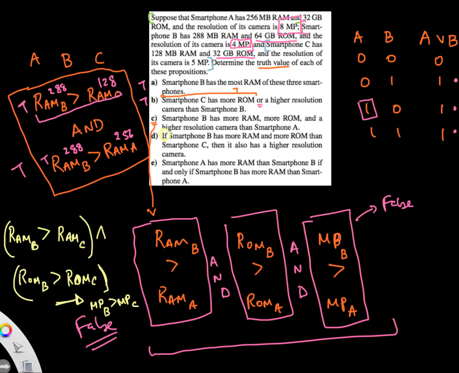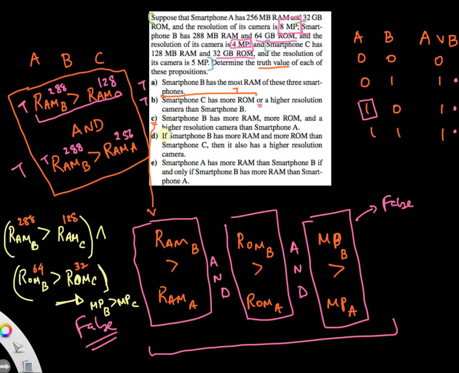Okay, so let's see this. RAM of B is greater than RAM of C. The RAM of B is 288 megs, and the RAM of C, smartphone C, has 128. So 288 is definitely greater than 128. And the ROM of B in this case is 64, and the ROM of C is 32.